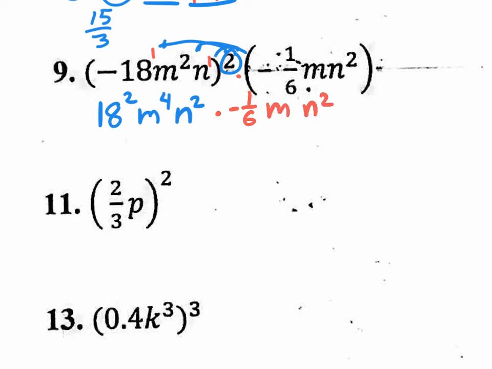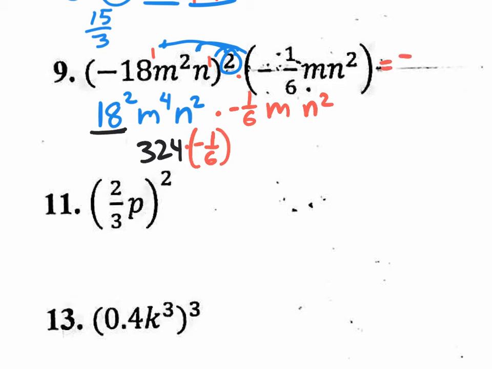Now I'm going to rearrange everything. The 18 squared on a calculator, that's 324. And I'm going to bring down the multiplication of -1/6. You could even put that in parentheses. So I need to take 324 times -1/6. I already know that that's going to give me a coefficient that's negative. So my final answer is going to be a negative coefficient.